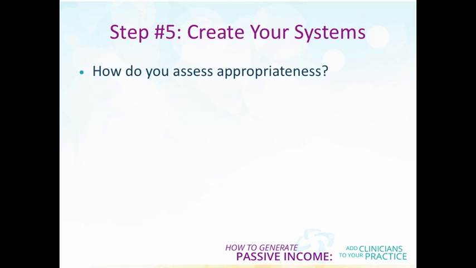So the first system that you want to create is the answer to the question, how do you assess appropriateness? At some point in time, you're going to have an admin person answering the telephone. You want to know what is appropriate for your center. So are you taking people who are out of recent hospitalizations? Are you taking people who are active drug abusers or substance abusers? You want to develop that and put that into a flow chart so that your admin person can then decide if this is the right referral for you.